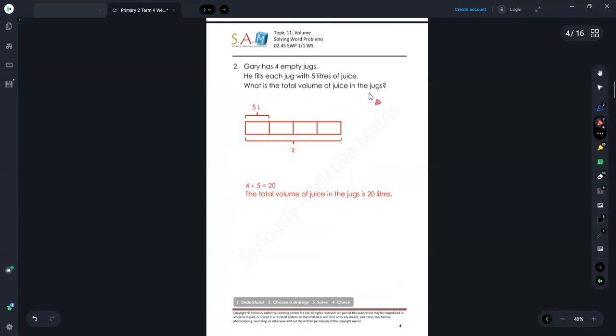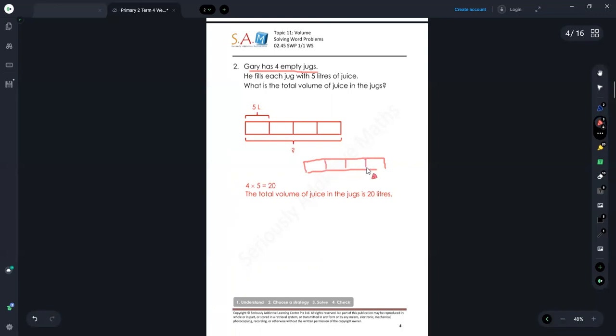Is this a comparison question, addition question, subtraction question, multiplication, or division? If they give the wrong answer, then I will ask them why. Eventually they should see that this is actually a multiplication question, and Gary has 4 empty jugs, means 4 boxes, 4 groups. Again, keep using these terms, 4 groups, 4 boxes.